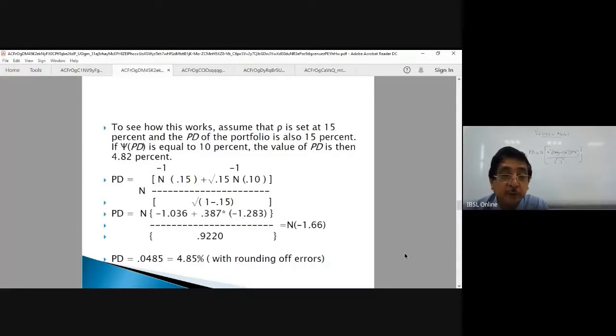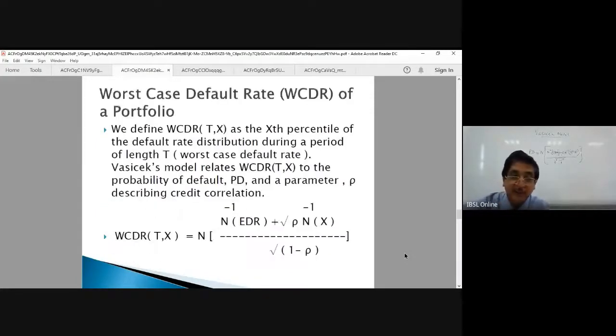Then you need to calculate the square root of 0.15. That comes as 0.387. Then N minus 1 of 0.10. Again, we need to do that type of exercise where you go to the normal curve table and check where this 0.10 is located. Now just look at it and see, you all can understand what it is.